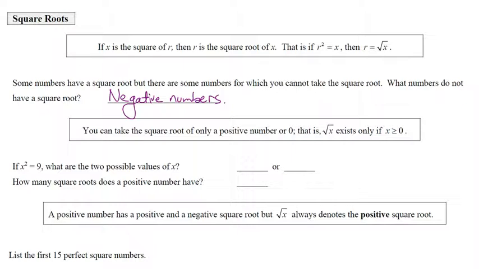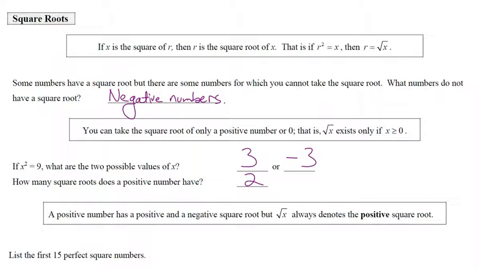Okay, so that will lead us to some non-permissible values then, right? We'll have to look. So we have non-permissible values with rationals, right, which we'll be dealing with tomorrow on the test, but we also have non-permissible values with radicals. If x squared is equal to 9, what are the two possible values of x? 3 or negative 3, right? How many square roots does a positive number have? 2, right? One positive, one negative.